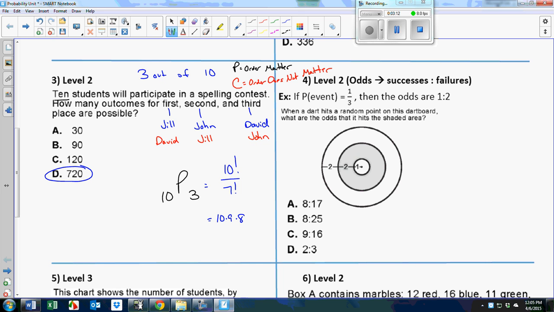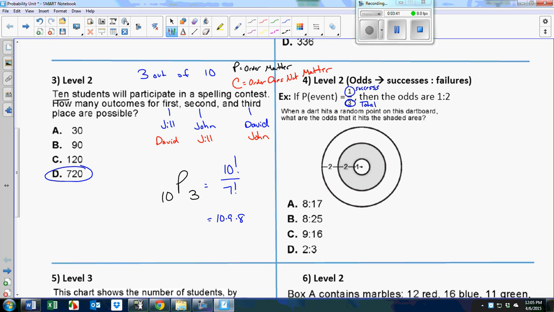Question number 4 is actually a new concept, so you might want to pay close attention on this. It's not in a learning target, so I wanted to address that here. If the probability of an event is 1 over 3, what that means is you've got one success out of 3 possible, 3 total. There's a total of 3 options, and there's one of them that actually works.